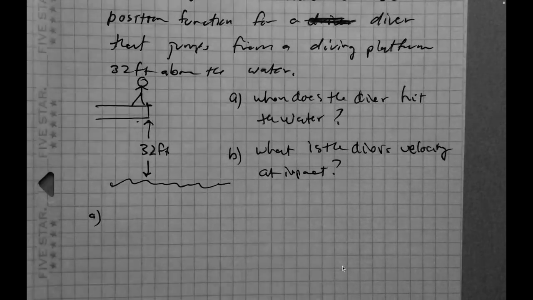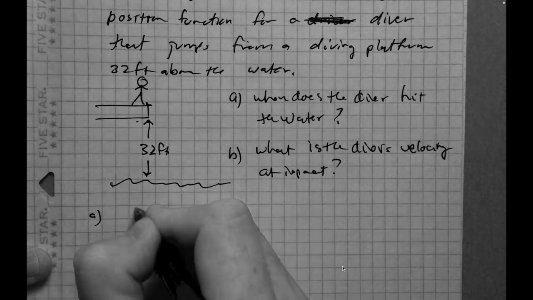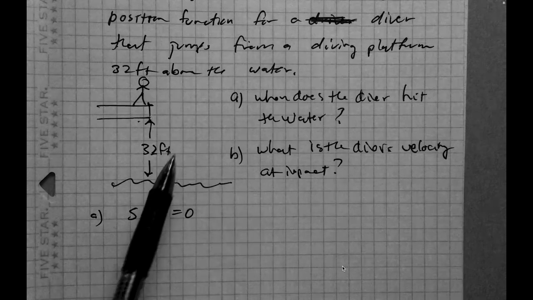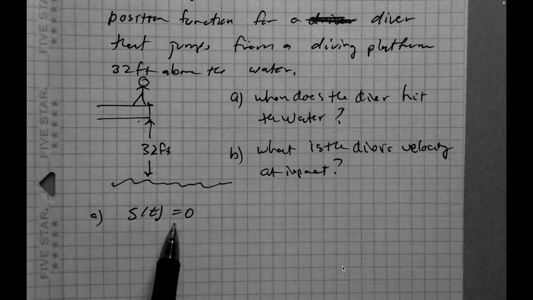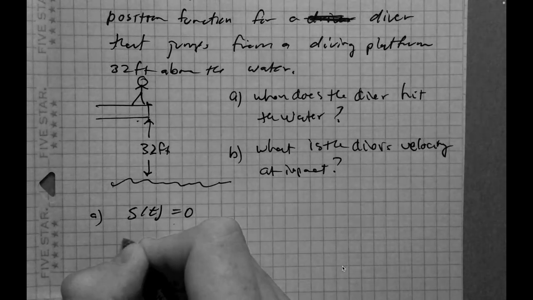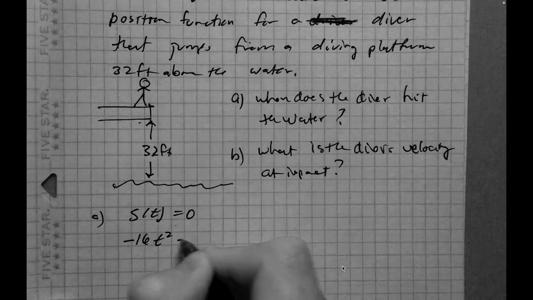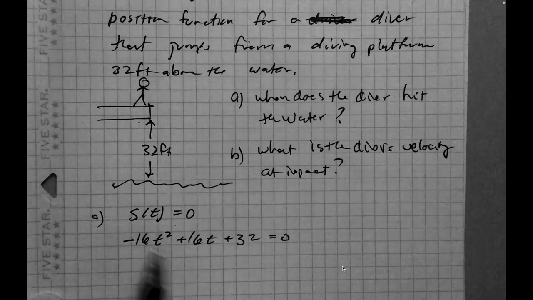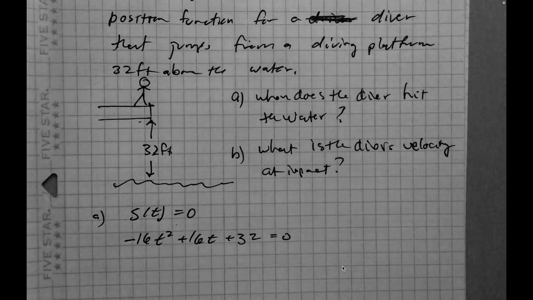Naturally, to identify the time when the diver hits the water, we basically have to solve this equation, right? We need to know when the position of the diver is 0. So the position is the diver's position off the top of the water. So he starts up at 32 feet, and we need to know when his position is 0. So that's essentially just solving this expression, isn't it? Right, so we need to solve negative 16t squared plus 16t plus 32 equals 0. Solve this for t. Now this is a quadratic, so you're going to end up with two solutions.